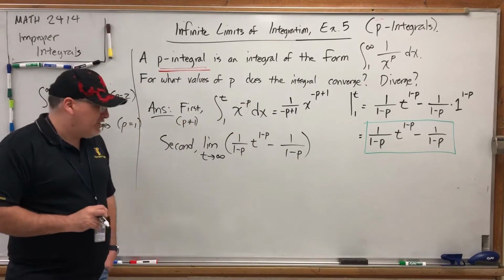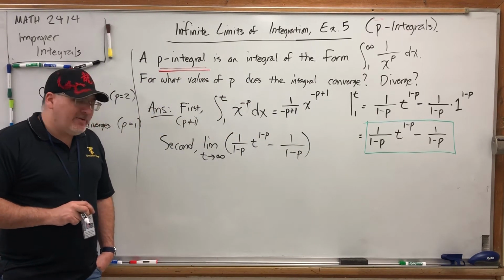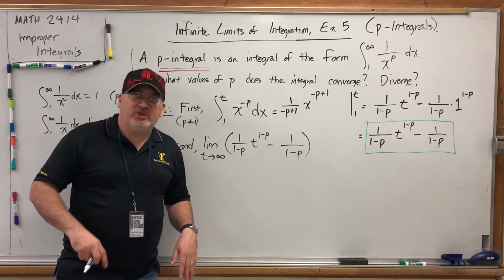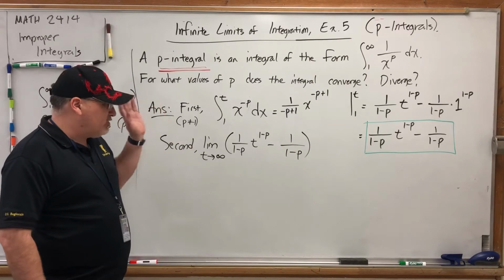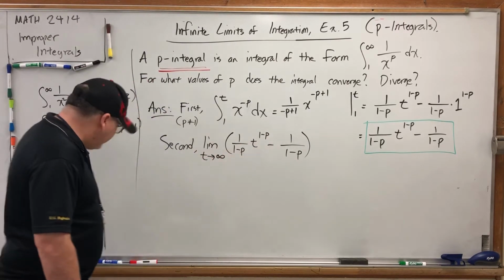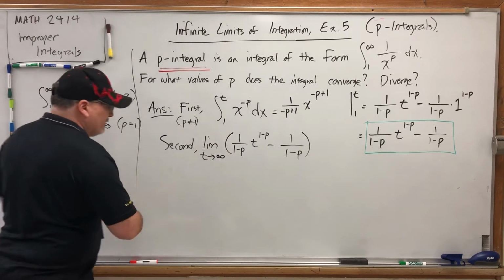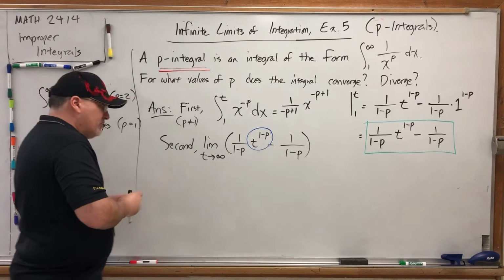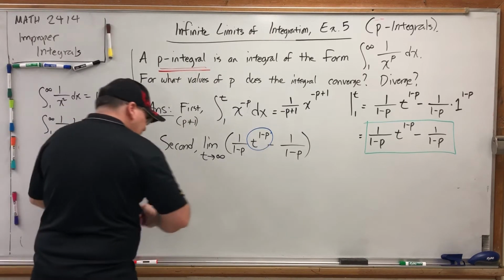Okay, well, let's think about this. This is a limit as t does something. Relative to t, the p is just sitting still, it's constant. So everything that's just p's doesn't change. This stays the same, this stays the same. But the t to the 1 minus p, that's where we have to focus.